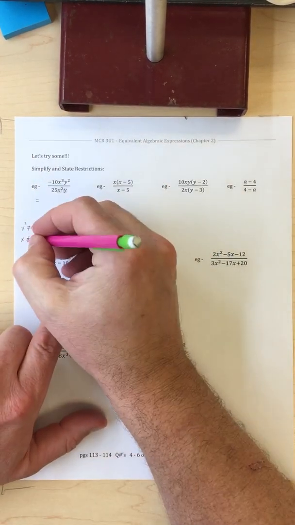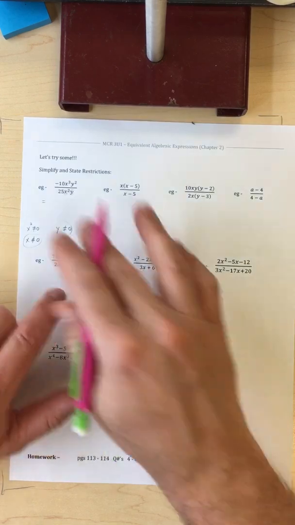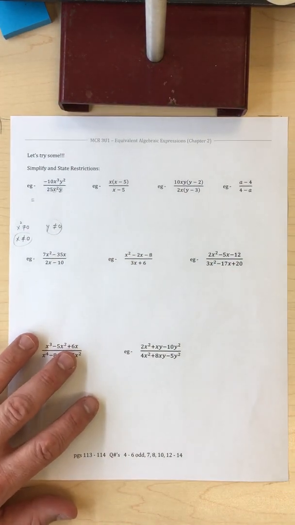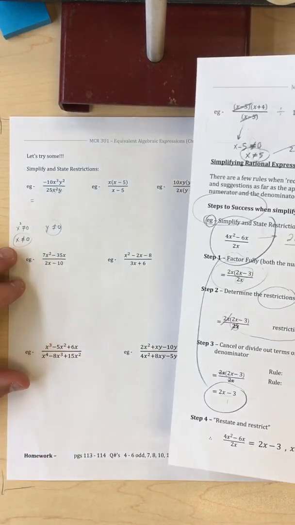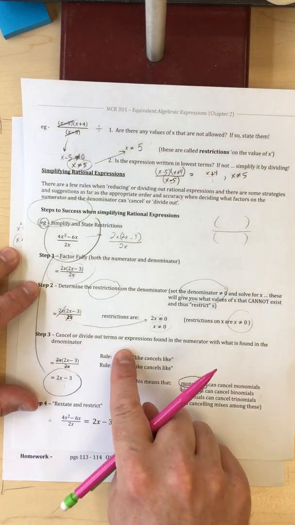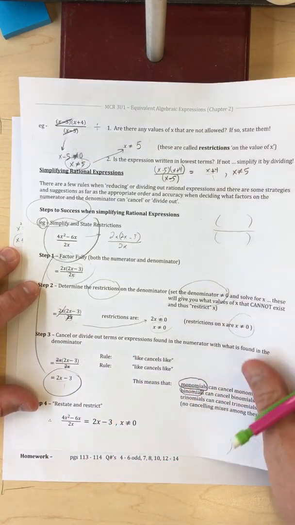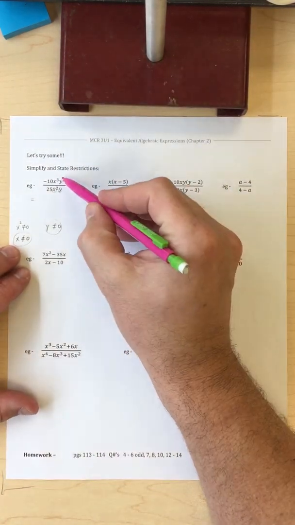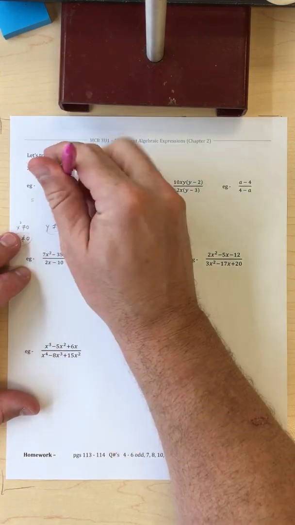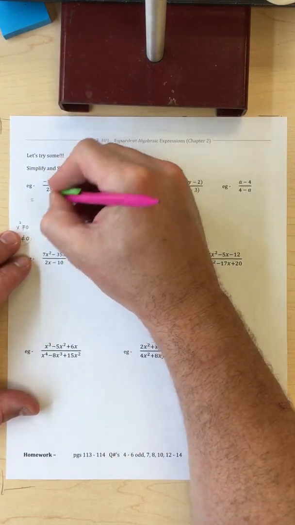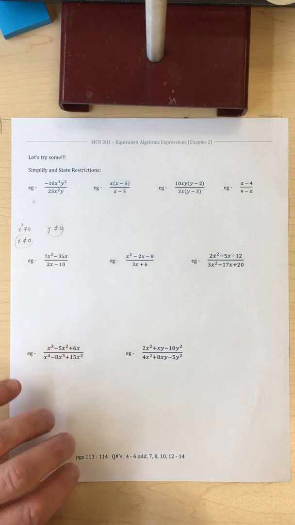So we've got our 2 restrictions. You can circle them, or maybe write them small on a scrap piece of paper, but you're going to want to communicate that idea somewhere. And then step 3 is cancel or divide out terms or expressions found in the numerator and denominator. Like cancels like. I've got a monomial in the numerator and a monomial in the denominator, so I divide it out.